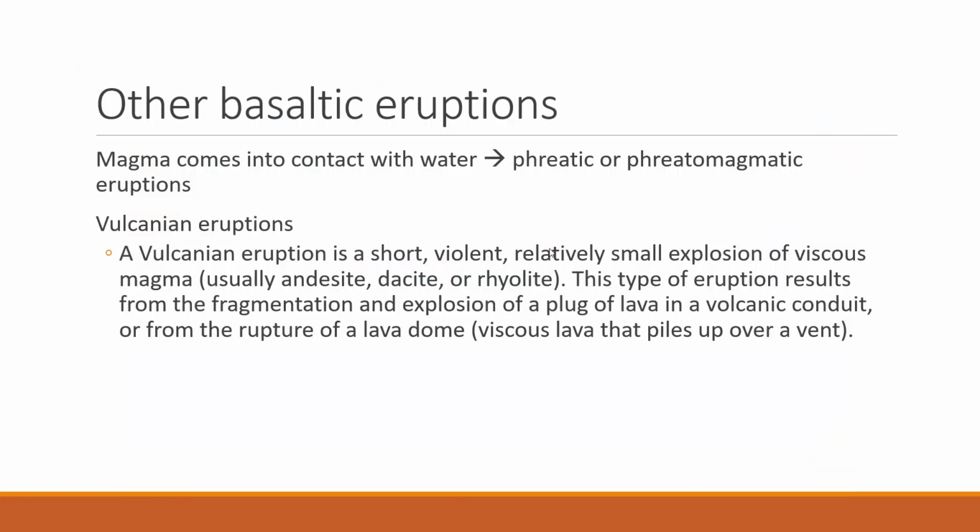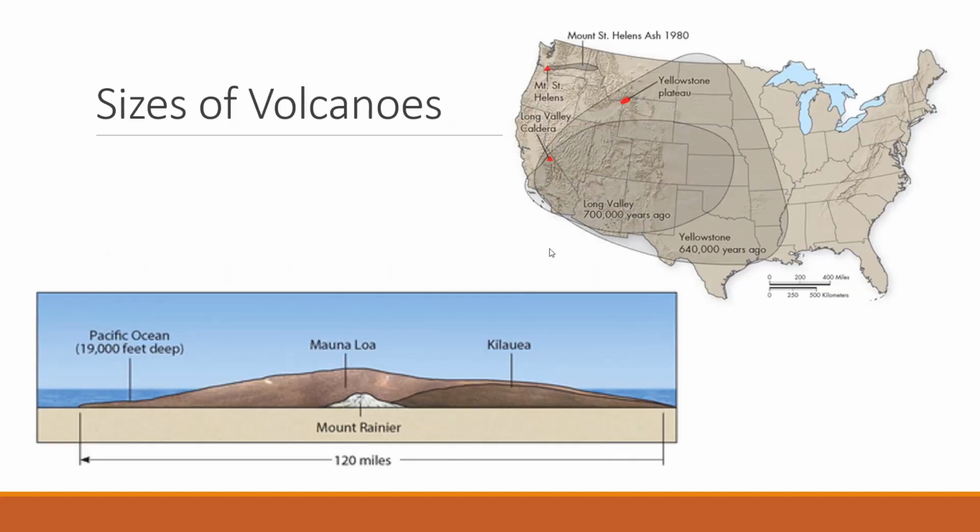We can have other basaltic eruptions. So if magma comes in contact with water, we call this a phreatic or phreatomagmatic eruption. It gets extremely energetic. Remember, water is one of those volatiles. Volatiles make things more explosive. We can have Vulcanian eruptions. A Vulcanian eruption is a short, violent, but relatively small eruption of viscous magma. It results from the fragmentation and explosion of a plug of lava in a volcanic conduit, or the rupture of a lava dome. These are other types of eruptions.